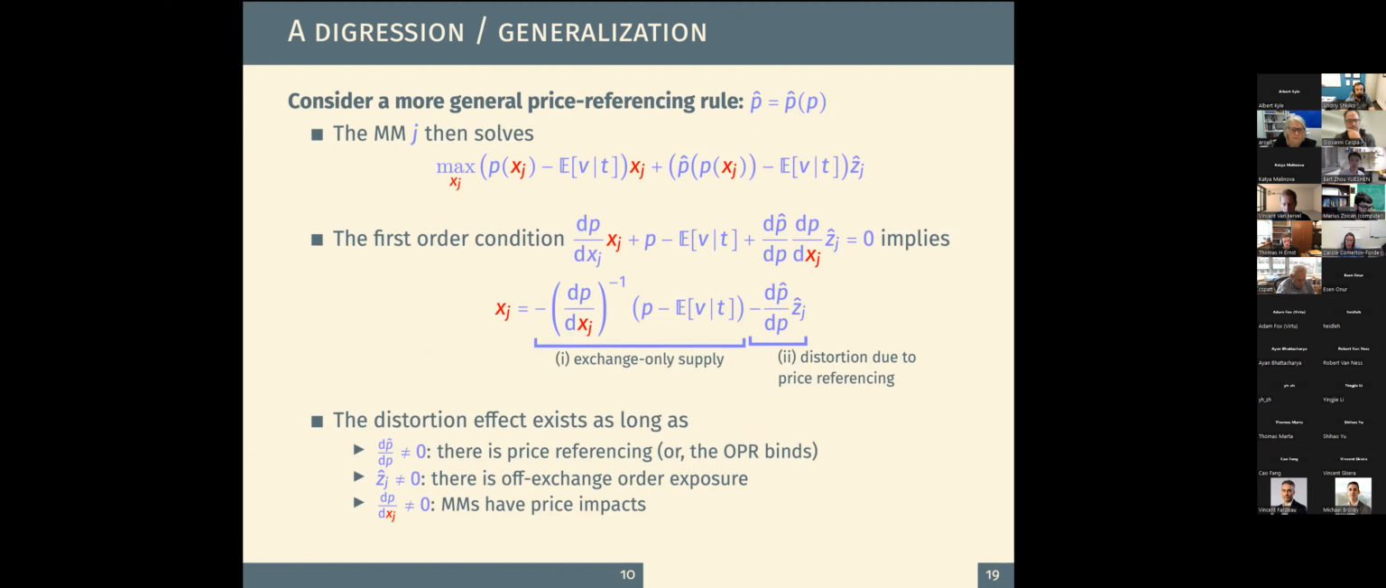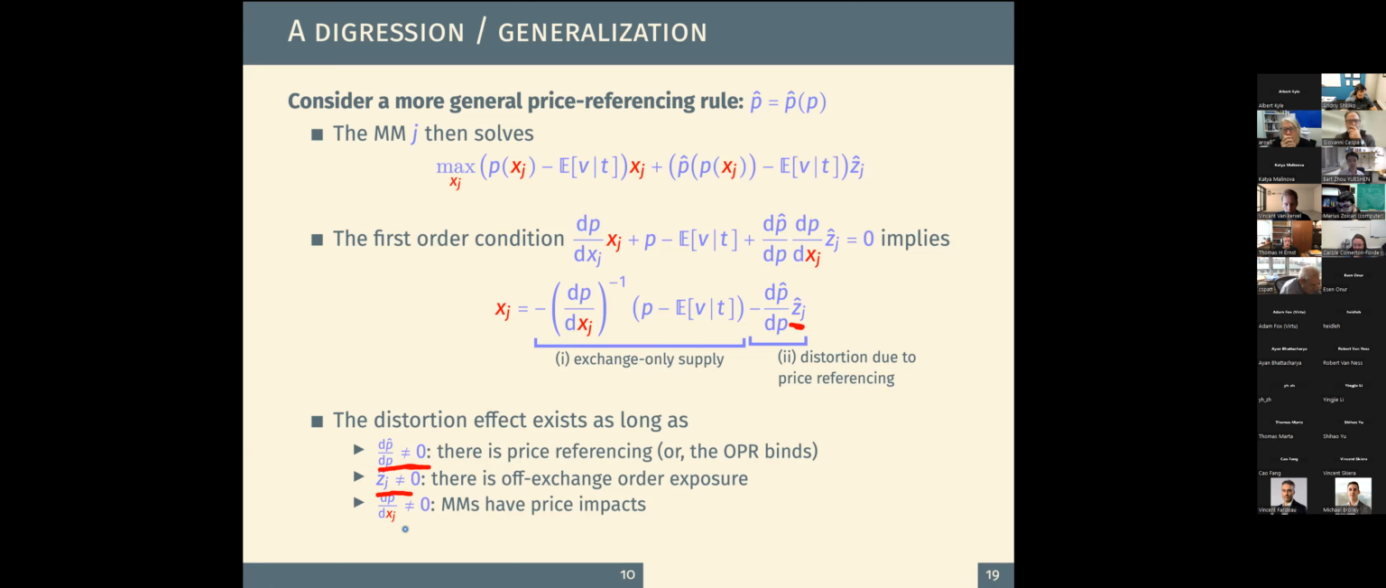It requires three things. One is that dp hat has to respond to dp, right? So this derivative has to be non-zero. So there is price referencing. That's the prerequisite. The second condition is that Z_j hat cannot be zero, right? If it is zero, I don't have any off-exchange exposure, then this distortion doesn't occur at all.